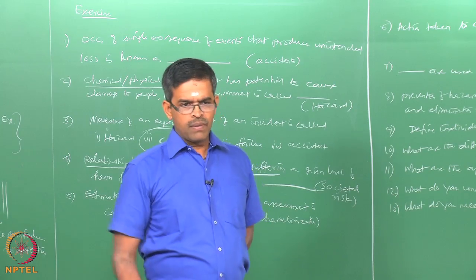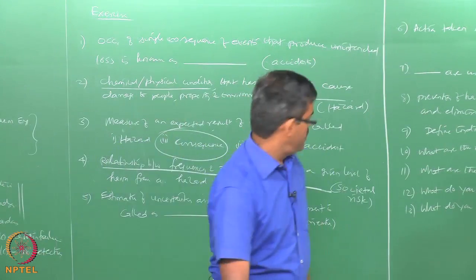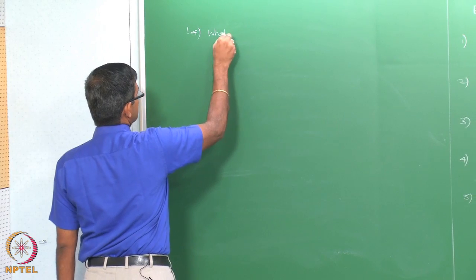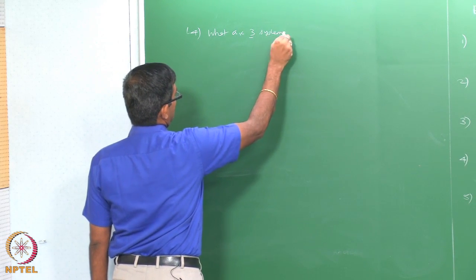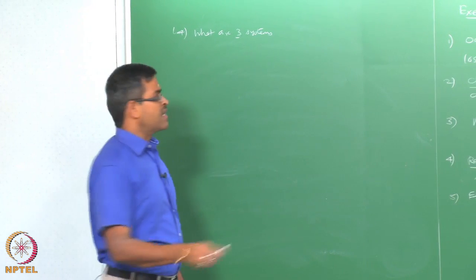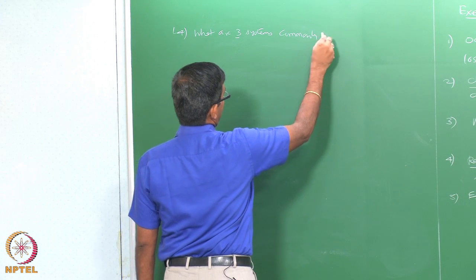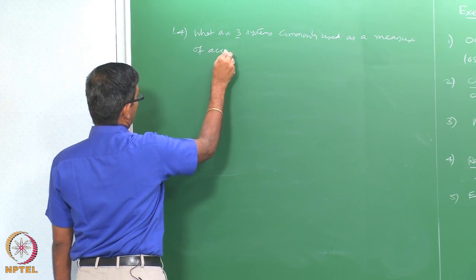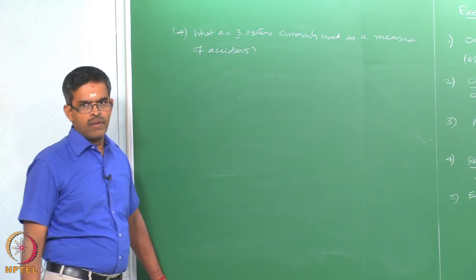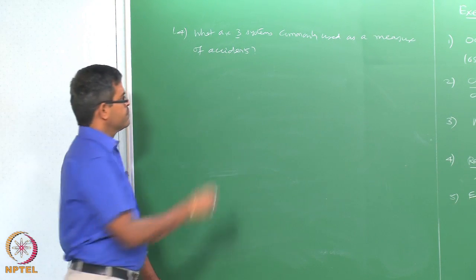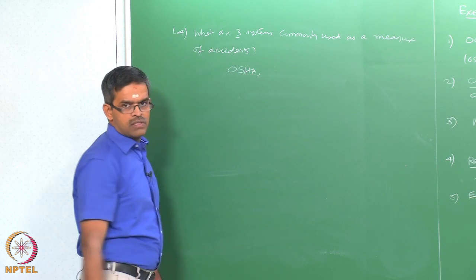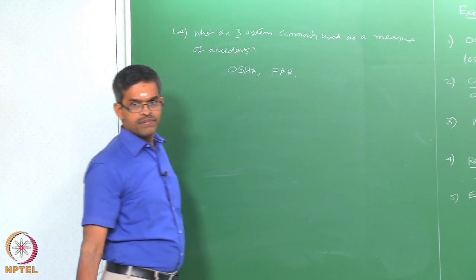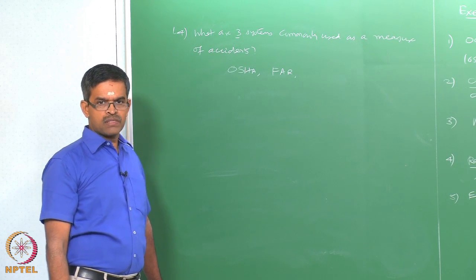You got to only revisit them and keep referring to your notes back to get the answers. Very interesting question. What are three systems commonly used as measure of accidents? One can easily recollect them. OSHA is one, which is used, system is used to measure this. Other can be fatality accident rate. Third can be fatality rate per person per year.